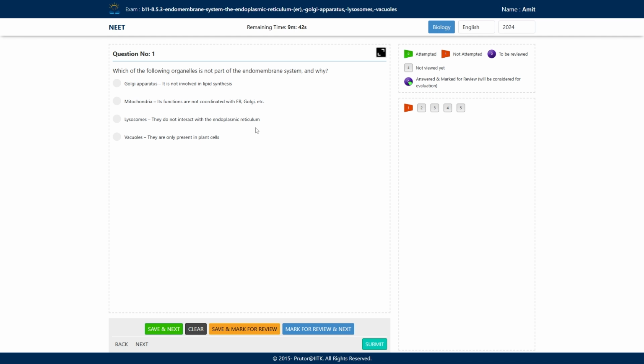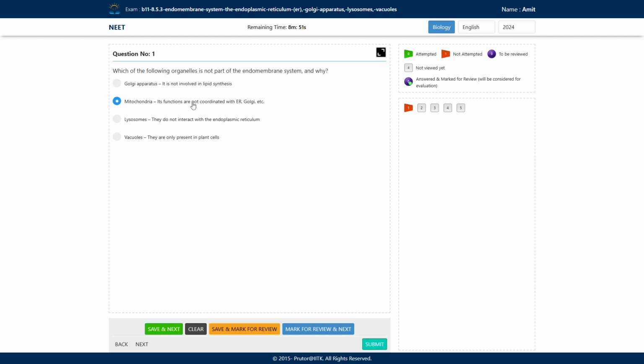These are the four options given to you. Golgi apparatus, it is not involved in lipid synthesis. This is the reason. Second is mitochondria, its functions are not coordinated with ER and Golgi. Third is lysosomes, they do not interact with the endoplasmic reticulum. And fourth is vacuole, they are only present in plant cell. What will be the correct answer? Which organelle is not the part of endomembrane system?